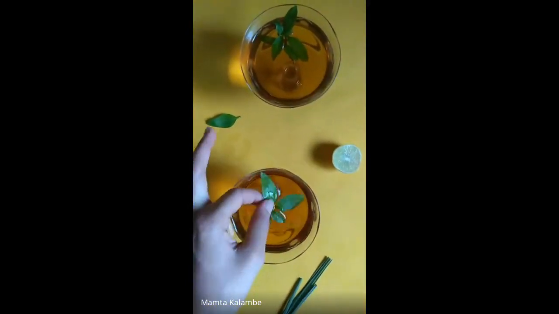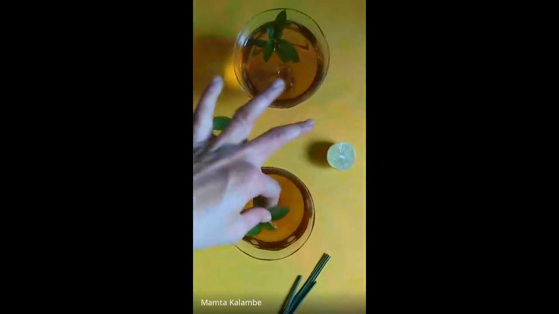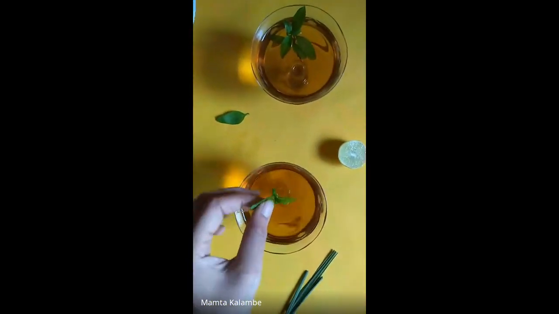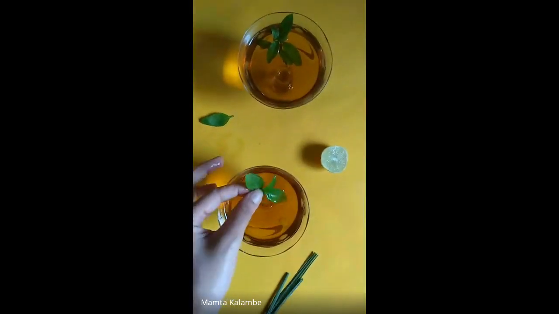Whenever you are using garnish, make sure that it looks fresh, that it does not look pale or something. So I'm just going to add this on top of the drink. Something like this. Today I'm doing the styling all by myself. Usually I have one more person to help me out to do this.